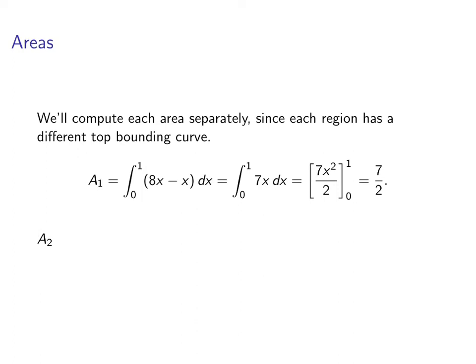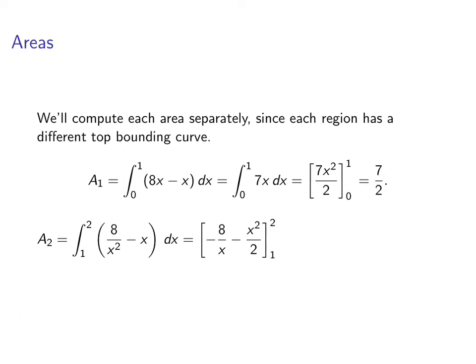Okay, now A2, a little bit more complicated. That's the integral from 1 to 2. So those are the bounds inside the second region. You're going from 1 to 2. Those are the x bounds. Now the top bounding curve is y equals 8 over x squared. The bottom bounding curve is the same, so that's why we're subtracting x. So you see both regions had the same bottom bounding curve, and they had different upper bounding curves.